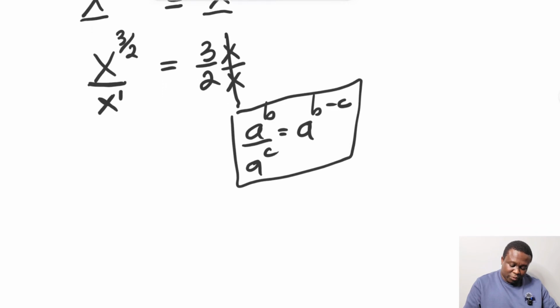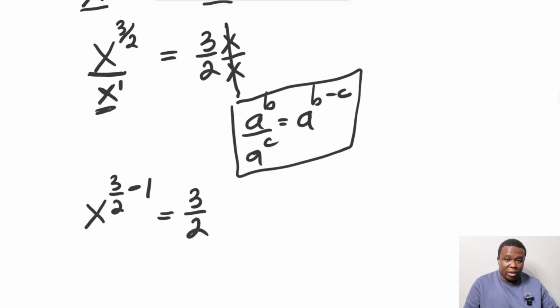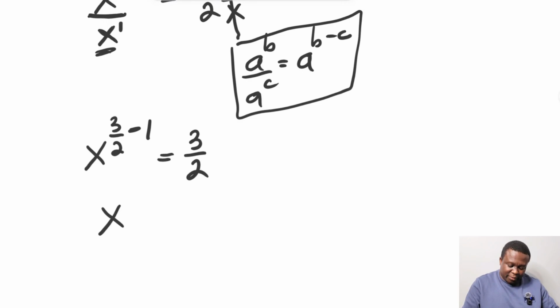Okay, so let's rewrite this. Now we have x raised to the power 3 over 2 minus 1, right? So this is equal to 3 over 2. Now, let us sort out the power on the x side. So now we have that x, 3 over 2 minus 1 will give us 3 minus 2 over 2, and that is half. Okay, so knowing that, we'll put 1 over 2 at the top there, and this is equal to 3 over 2. So now, how do we find the value of x?